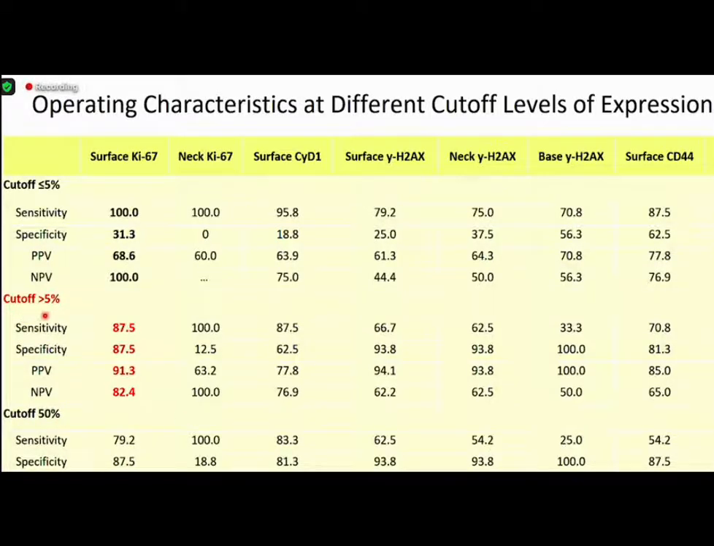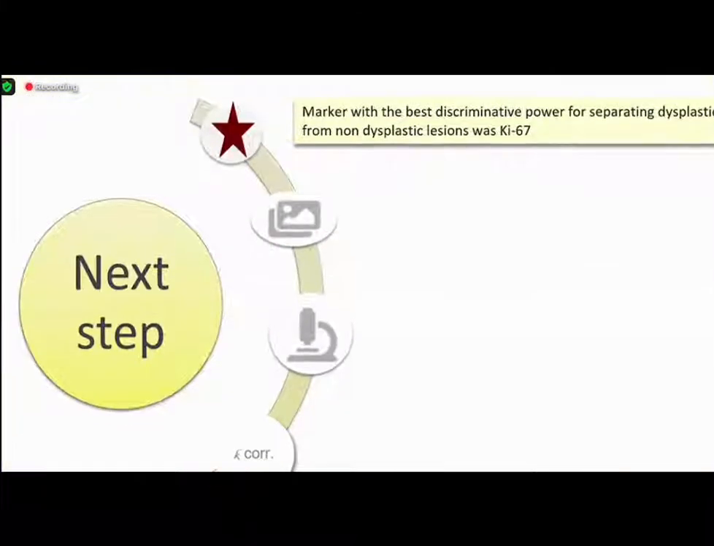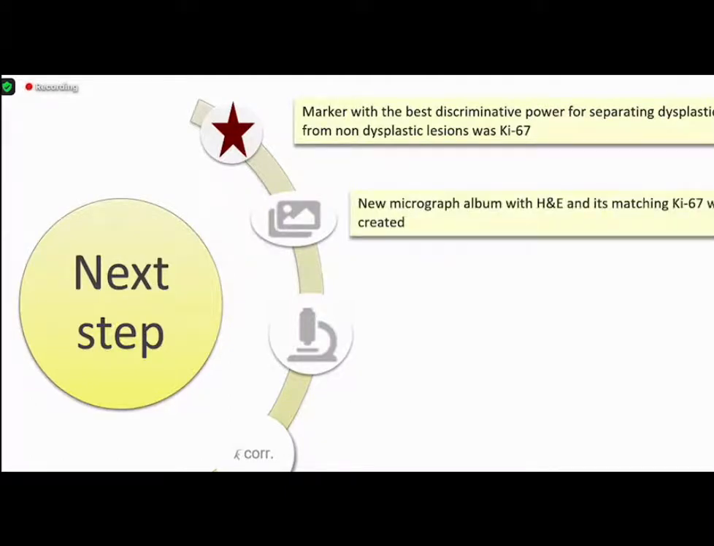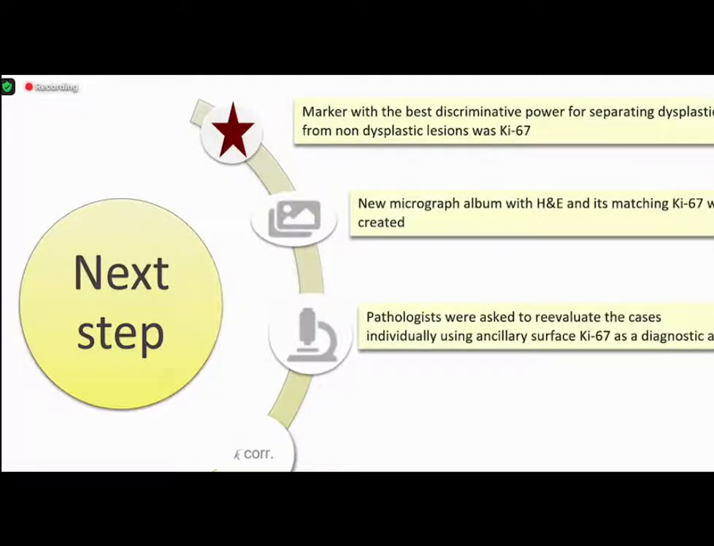Since the cutoff of greater than 5% was the most favorable, for our further studies, that's the one that we used. So this brings us to our next steps for this study. What we were trying to achieve was to improve correlation for dysplasia diagnosis. Based on these results, we can see that the best discriminative power for separating dysplastic from non-dysplastic lesions was Ki-67. So we selected this marker, and then we made a new micrograph album with H&E and its concurrent matching Ki-67. And we requested the pathologists to review these cases with the surface Ki-67 as a diagnostic aid and come up with a diagnosis.